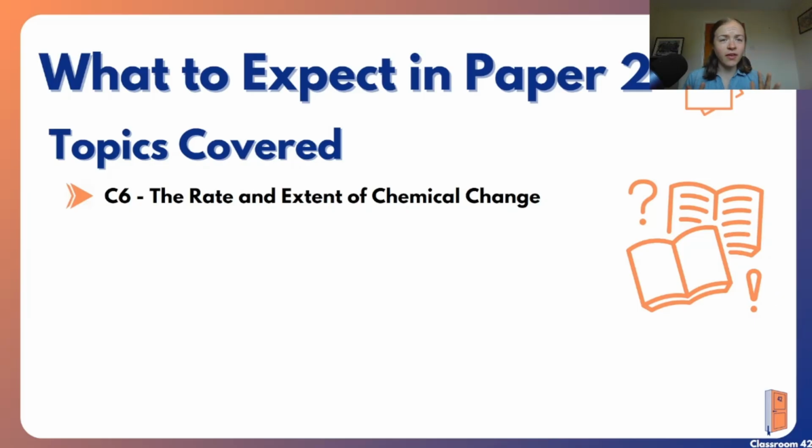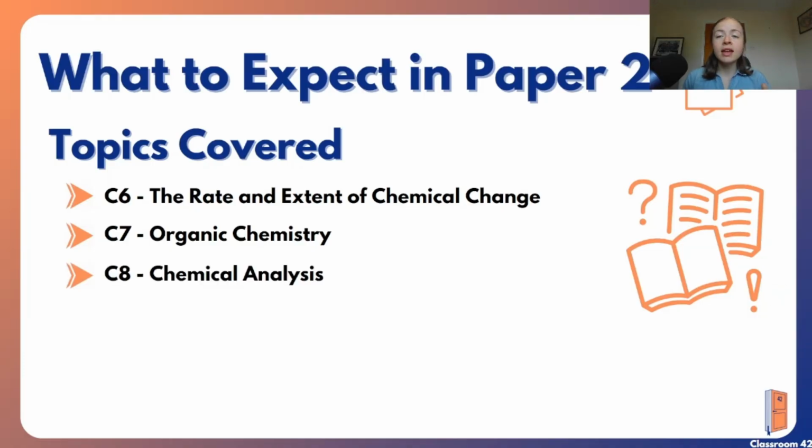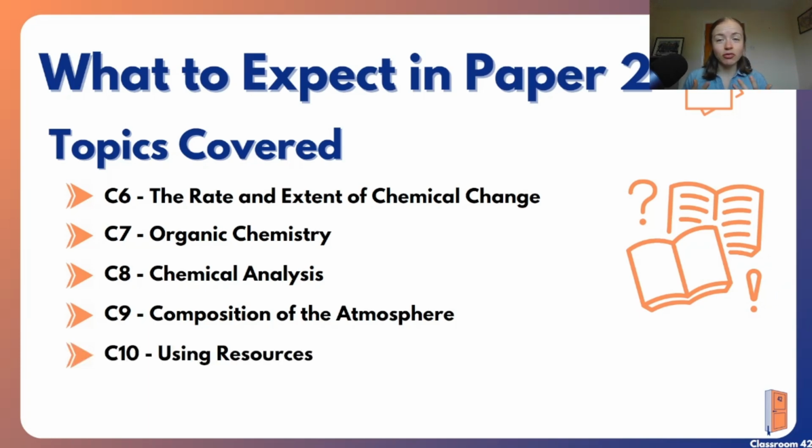As you'll know, there are 5 topics that will be covered in the chemistry paper 2, so it's quite a lot of things to remember and go through. So we've got C6, which is the rate and extent of chemical change, C7, organic chemistry, C8, chemical analysis, C9, the composition of the atmosphere, and C10, using resources.